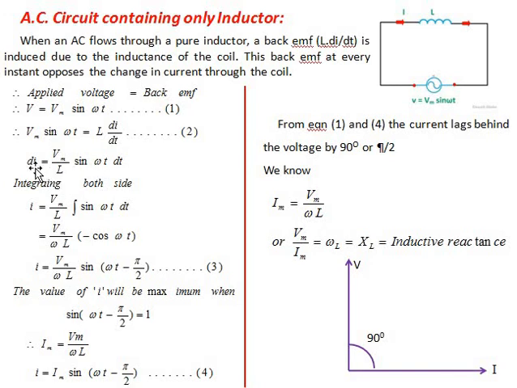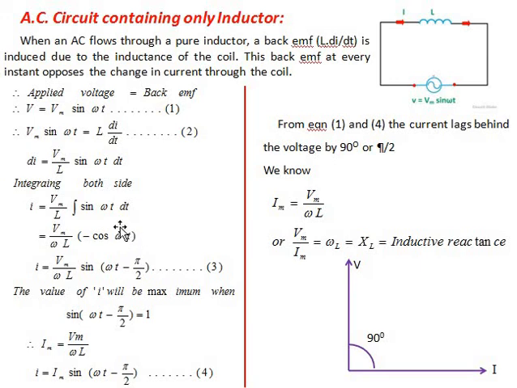Therefore di integrated becomes I, which is equal to Vm divided by L, where Vm is the applied maximum voltage and L is a constant, times the integration of sine omega t dt. The integration of sine omega t dt is equal to minus cos omega t divided by omega. That you already know, it is very fundamental mathematics. So I is equal to Vm divided by omega L into minus cos omega t.